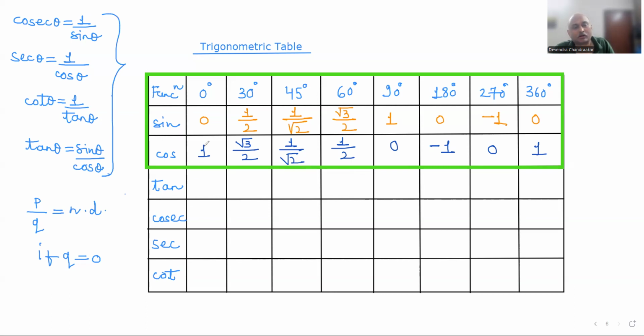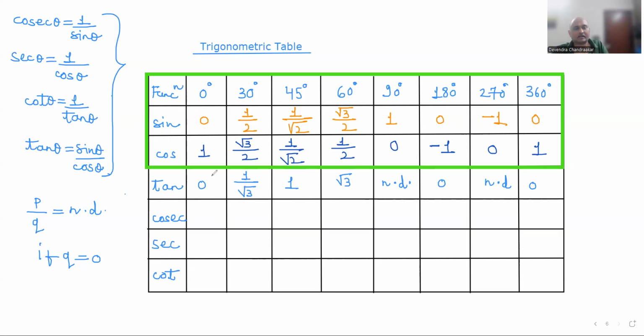Tan is sine upon cos. So 0 upon 1 is 0. This is 1 over root 3. Please pay attention, don't write yet. This is 1. This is root 3. This is not defined. 1 upon 0 becomes not defined, right? Then comes tan 180. 0 upon -1 is 0. This is again not defined. And this is again 0.